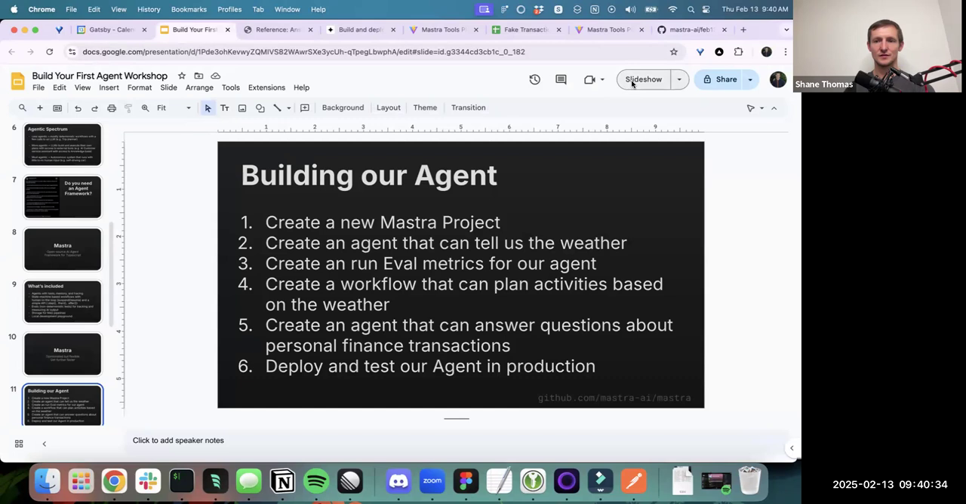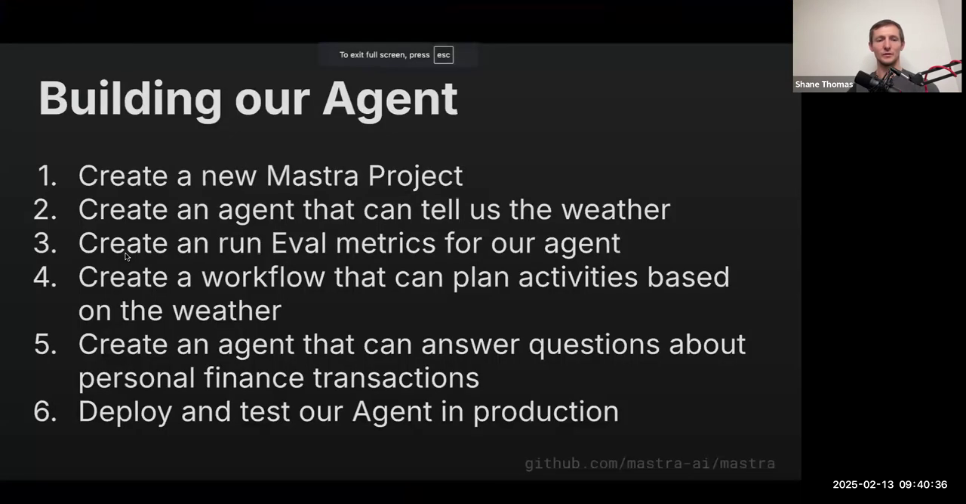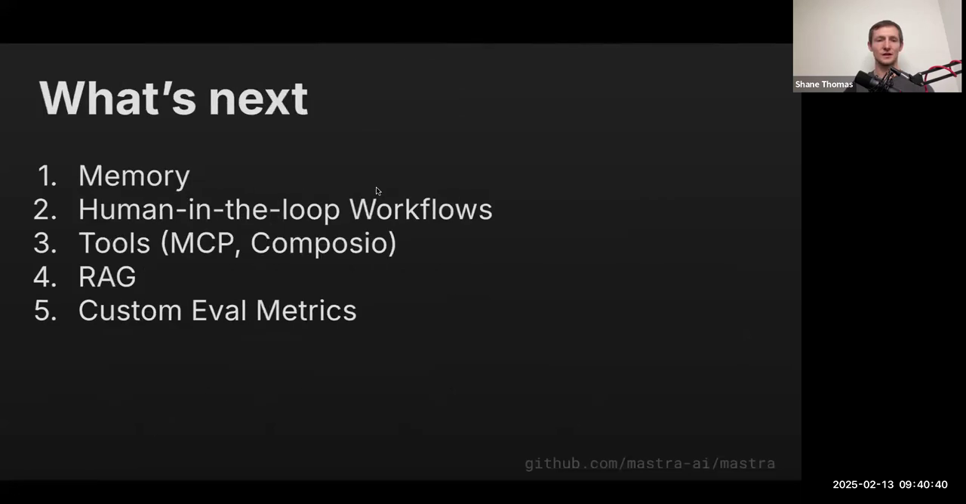All right, so we did all this, and we'll of course do this last step here in a minute. But let's talk about things we didn't do, that we didn't have time to get to. We didn't talk about memory. Memory is the ability for your agent to remember conversations.